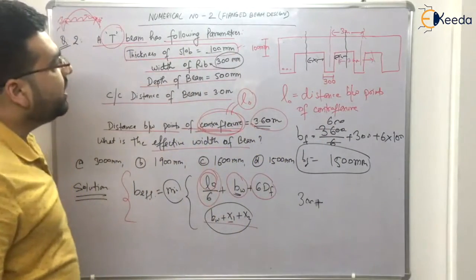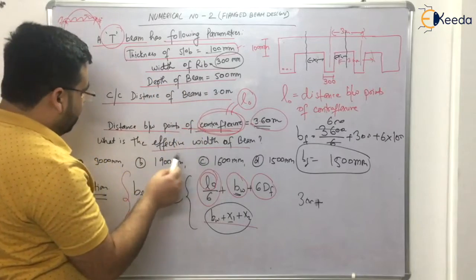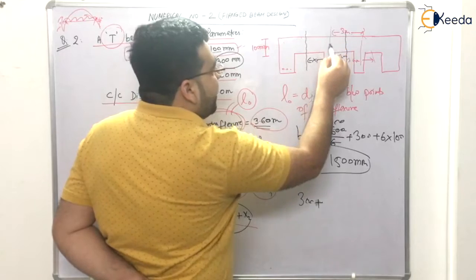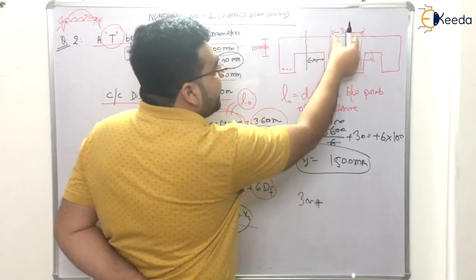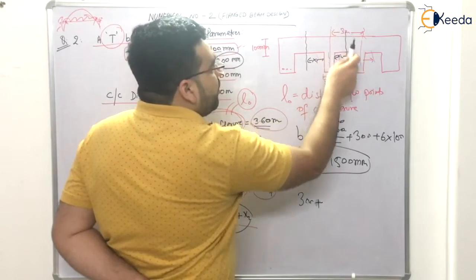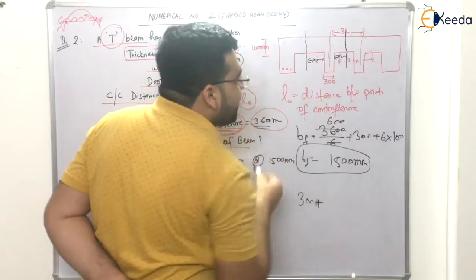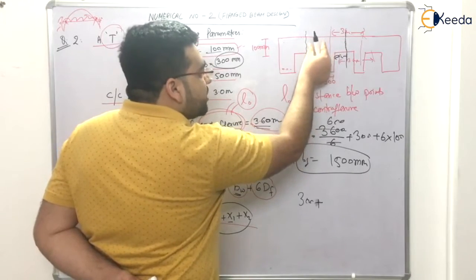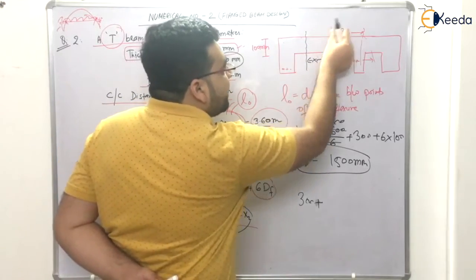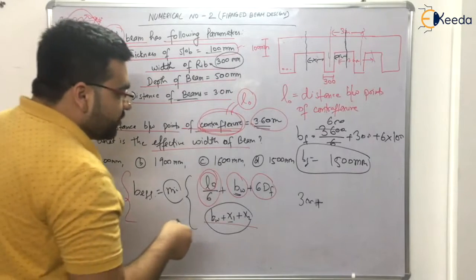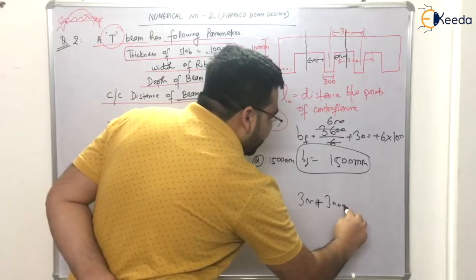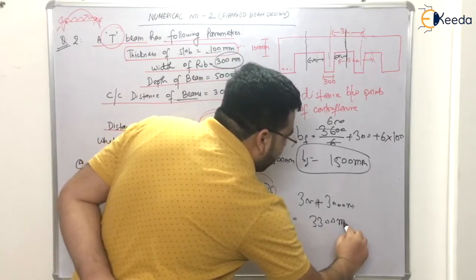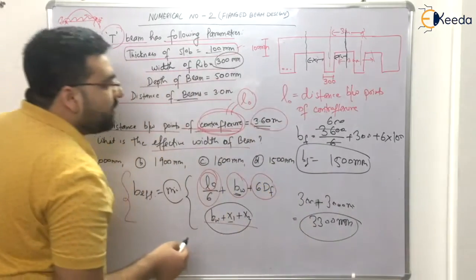So how to get it? Now the center to center distance of the beam is given to you as 3 meters. From here to here 3 meters is given. If you divide 3 meters by 2, you will get this value, which is 1500. And from here also it is 3 meters, so this is also 1500. So 1500 plus 1500 equals 3 meters, so plus 3000 mm. It comes out to be 3300 mm.